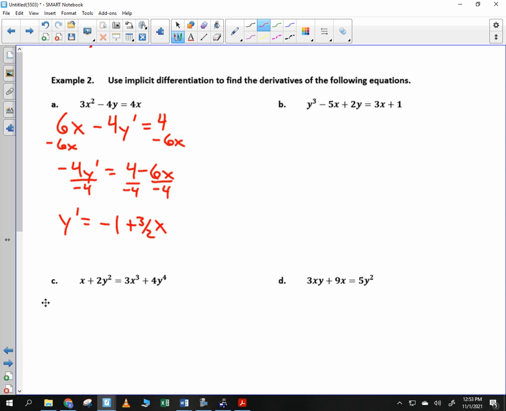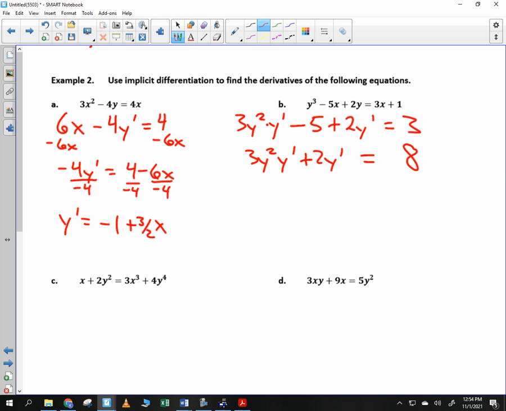What's the derivative of y to the third? 3y squared times y prime. Minus 5 plus 2y prime is equal to 3. So when you end up with multiple y primes, gather all your y primes to one side and everything else to the other side. So you can see here we get 3y squared y prime plus 2y prime is equal to 8.